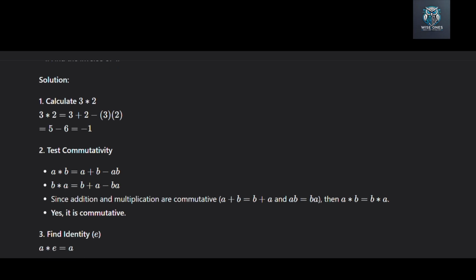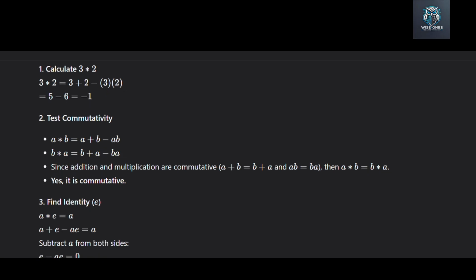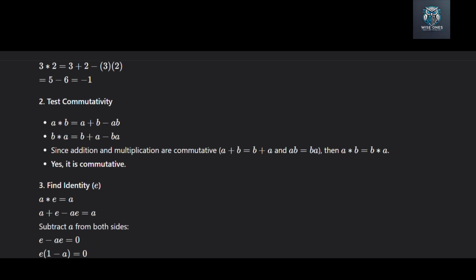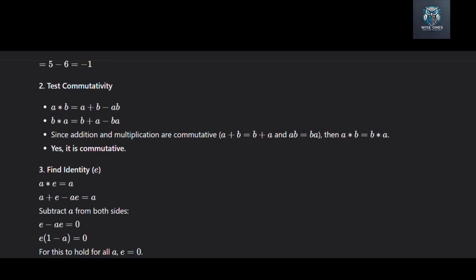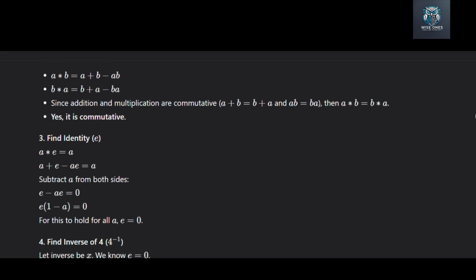Test commutativity. We need to check if A star B equals B star A. A star B is A plus B minus A times B. B star A is B plus A minus B times A. Since normal addition is commutative, A plus B equals B plus A. Since normal multiplication is commutative, A times B equals B times A. Therefore, A star B equals B star A. Yes, it is commutative.